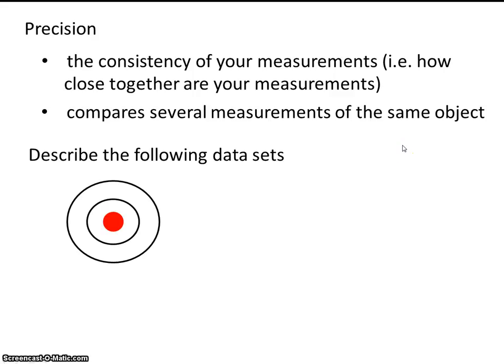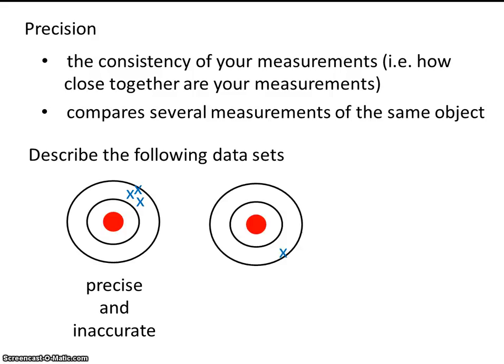Let's say we're shooting a bow and arrow, and we fire 3 arrows. Well, obviously you're intending to hit the bullseye. So the bullseye would be accurate. If you're not hitting the bullseye, that's inaccurate. So it looks like this is not by the bullseye, so these are inaccurate. But these are also close together, and anytime measurements are close together, that would be considered precise. So I would say that this data set is precise, but it's inaccurate.